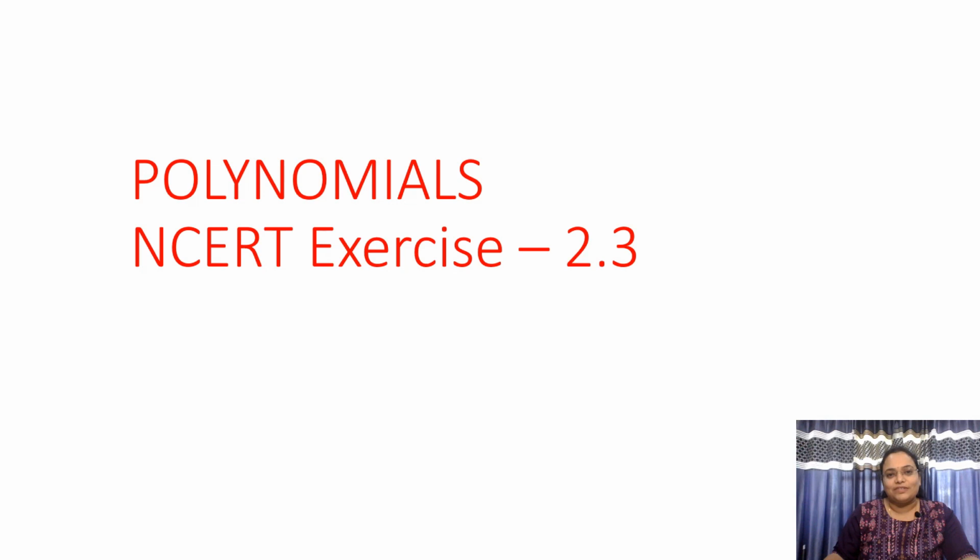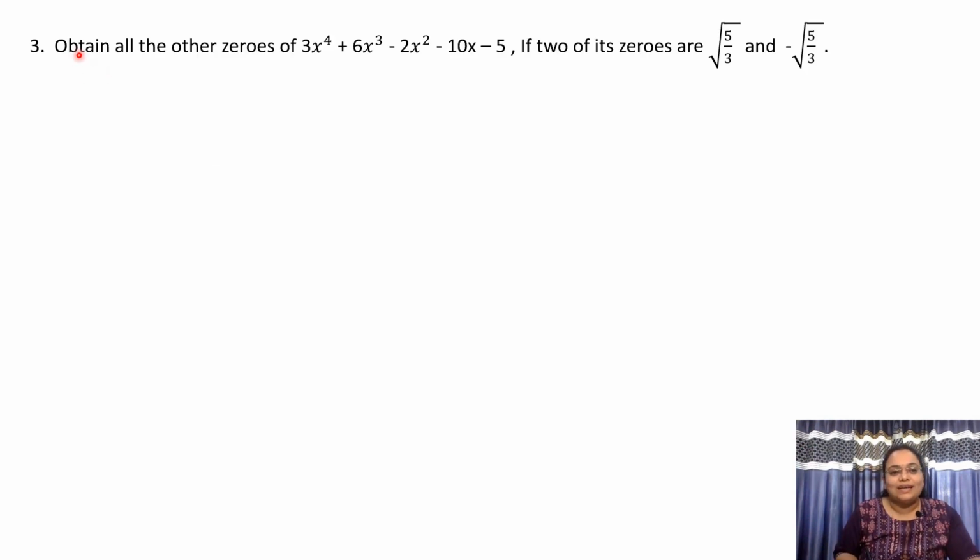Today we will continue solving exercise problems. The next question is, obtain all the other zeros of this polynomial if two of its zeros are root 5 by 3 and minus root 5 by 3. So we need to obtain all the zeros of this polynomial.